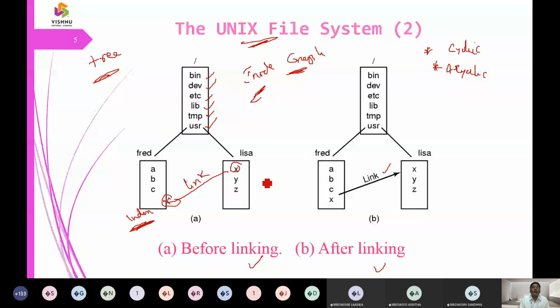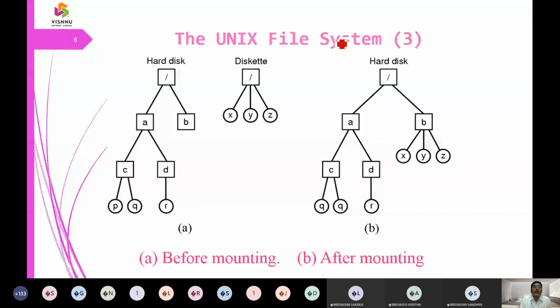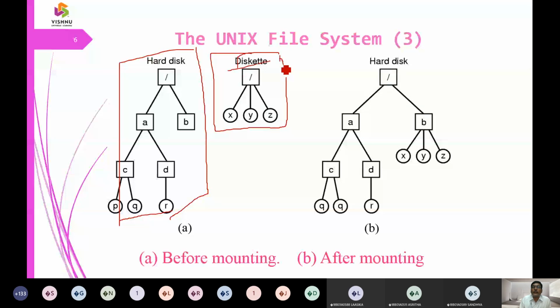So all of them are going to be represented in inodes in the file system. This one we are going to call the total hard disk content. And second, we are going to have this part. Here, instead of diskette, we can write it as pen drive, or we can say it is an external hard disk.